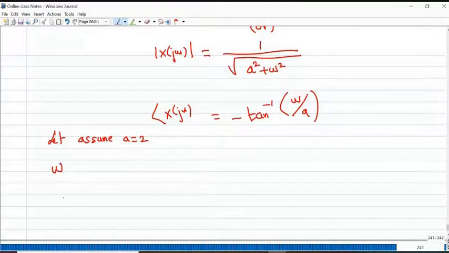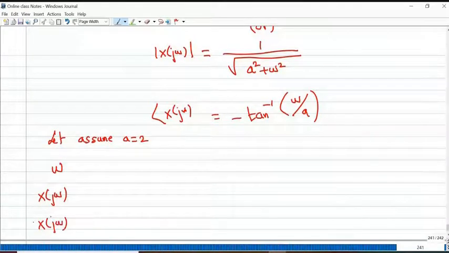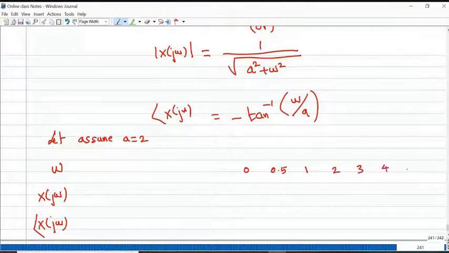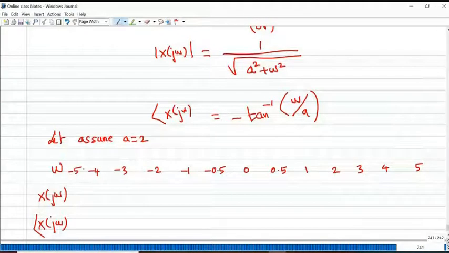So draw a table first. Omega, modulus of X(j omega), angle of X(j omega). Okay. Omega values: 0, 0.5, 1, 2, 3, 4, 5. This side: minus 0.5, minus 1, minus 2, minus 3, minus 4, minus 5. So like this, you draw a table. You must use the calculator.